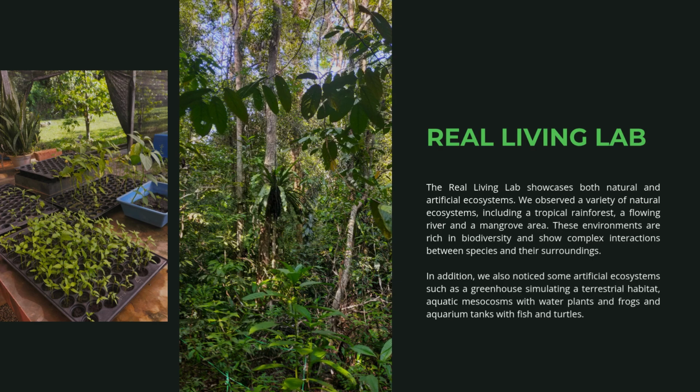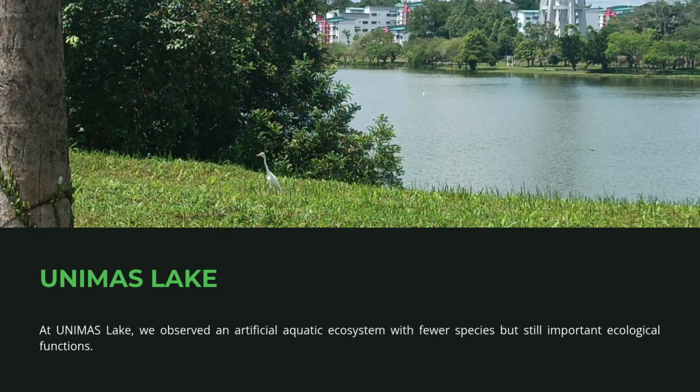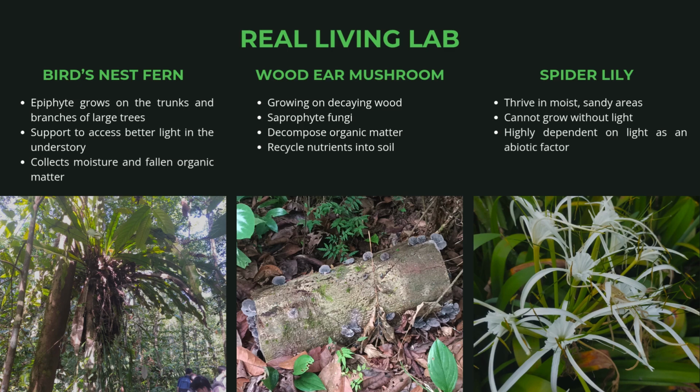In addition, we also noticed some artificial ecosystems such as a greenhouse simulating a terrestrial habitat, aquatic mesocosms with water plants and frogs, and aquarium tanks with fish and turtles. At UNIMAS Lake, we observed an artificial aquatic ecosystem with fewer species but still important ecological function. Now, let's take a closer look at the biotic and abiotic components we found in each ecosystem.